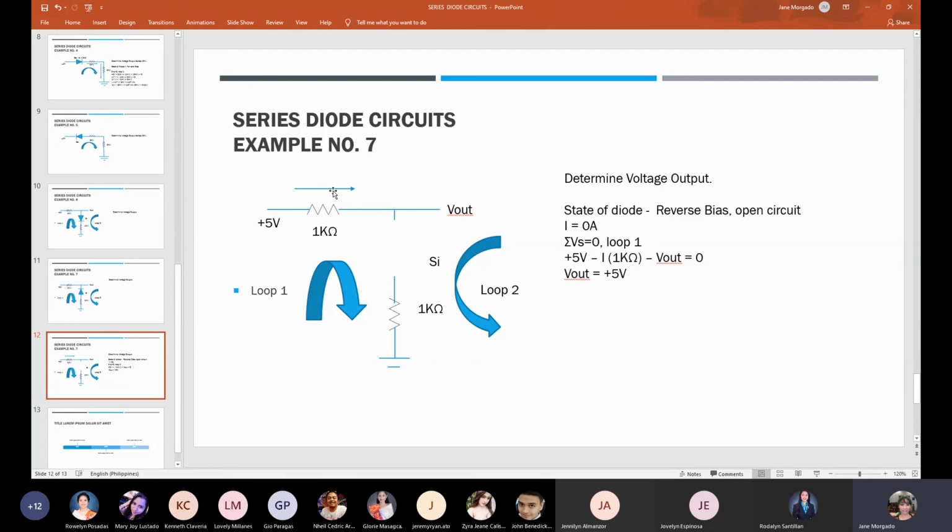Kaya ang V out mo is not equal to 0 but rather equal to the supply. Kung titingnan mo rin naman by inspection, open na siya. So, wala nang magpo-flow na current to 1K. Actually, wala na rin magpo-flow na current sa resistor dito, kasi sabi nga natin that the diode is open circuit.